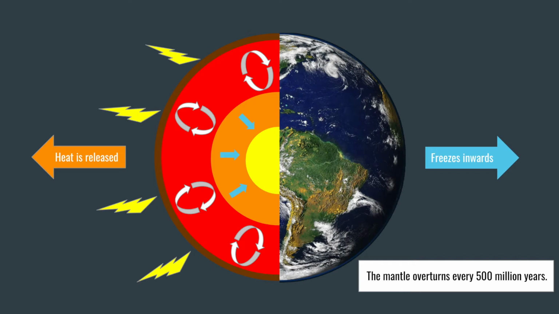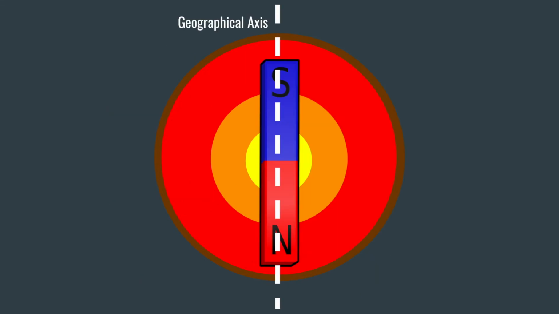So as the mantle is overturning, it's releasing all that heat that is concentrated here because of the pressure being pressed on. So as the heat is released, the liquid core is starting to freeze inwards, leaving only the solid iron core left. So that was the little information about the core, and we'll now move on to the actual magnetic field effect.